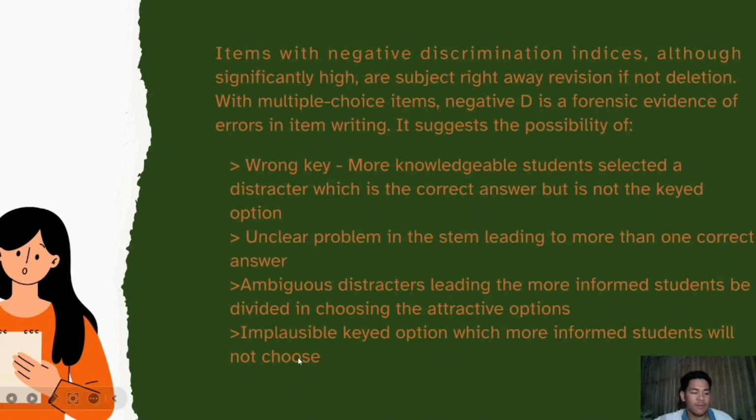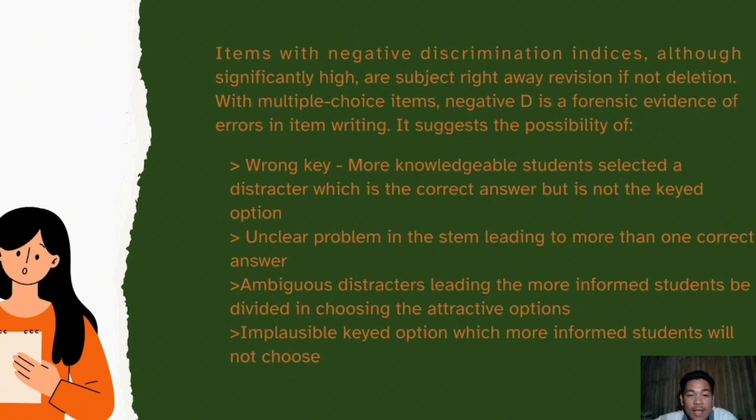The items with negative discrimination indices, although significantly high, are subject right away to revision if not deletion. With multiple choice items, negative D is a forensic evidence of errors in item writing. It suggests the possibility of a wrong key. More knowledgeable students selected a distractor which is the correct answer but is not the keyed option. So wrong key means students choose the correct answer pero nagduha-duha sila. Alam nila na yun na yung pinili nilang sagot na tama, nag-iba yung isipan nila na baka mali yun, ganyan.